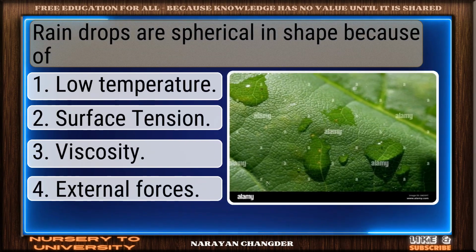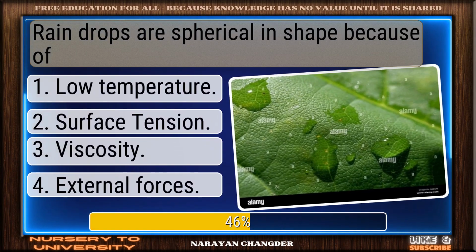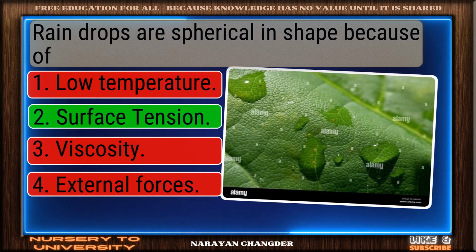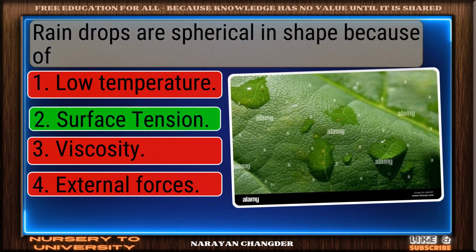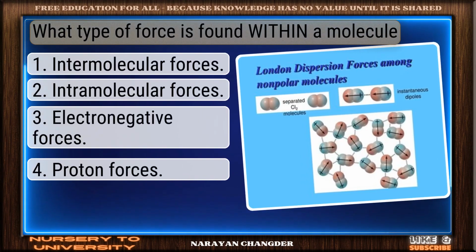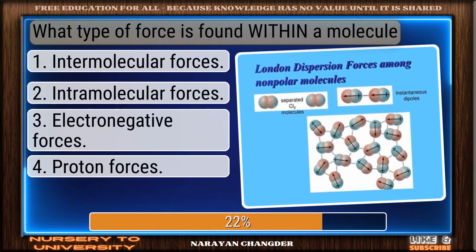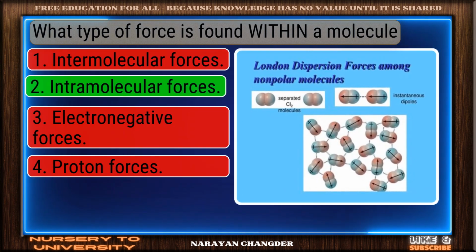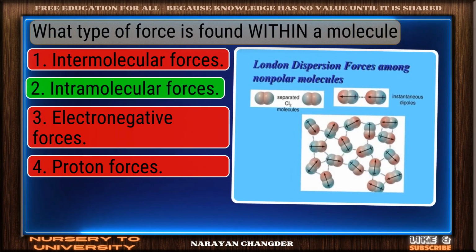Raindrops are spherical in shape because of. Nice work. You chose surface tension, and it is correct. What type of force is found within a molecule? On track. Intermolecular forces is the correct answer.